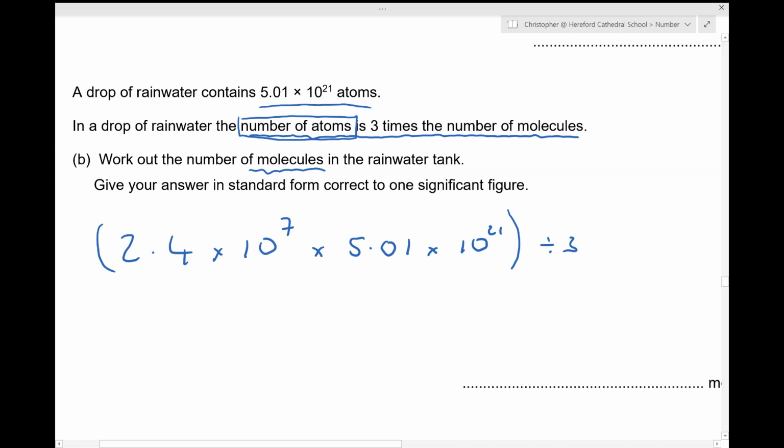If I put that into my calculator, then I get the answer 4.008 times 10 to the 28. But I'm asked to give my answer in standard form correct to one significant figure. So my answer is simply 4 times 10 to the power of 28.